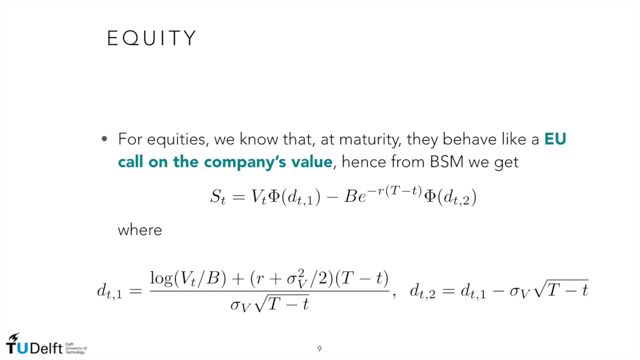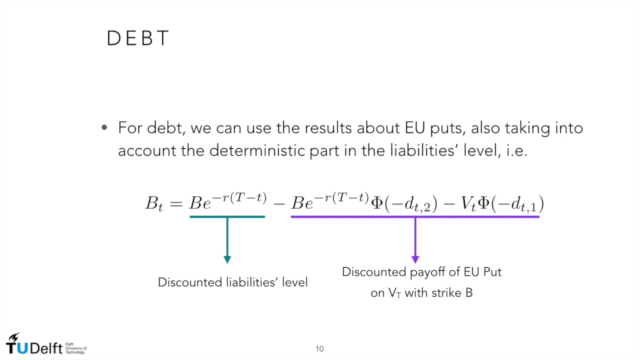Okay, then for equities we obtain the standard Black-Scholes formula for a European call. The only difference is that the underlying security is the company's assets and the strike price is capital B. Similarly for debt, where we also need to discount the liability level capital B and then plug in the value in t of a European put on VT.